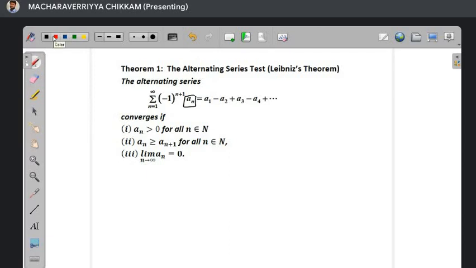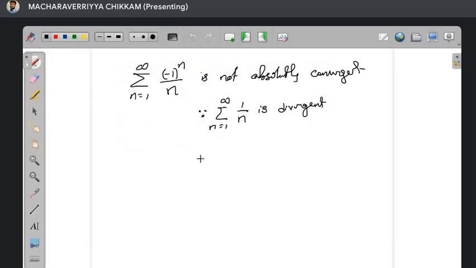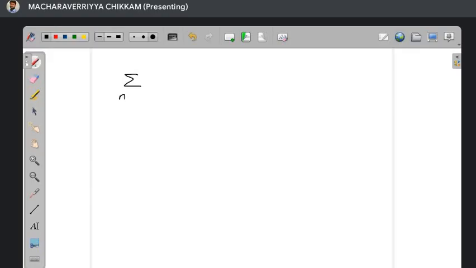Later we will go into the proof. So this theorem tells me that if an alternating series satisfies all these three conditions, then it is going to be convergent. Now, let me take this problem: summation n equals 1 to infinity of (-1)^n over n.